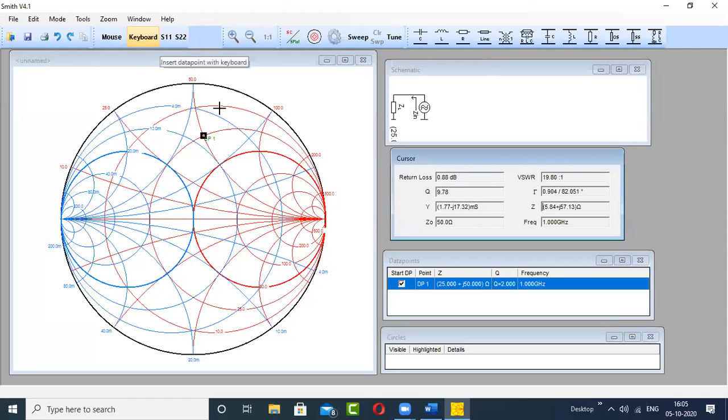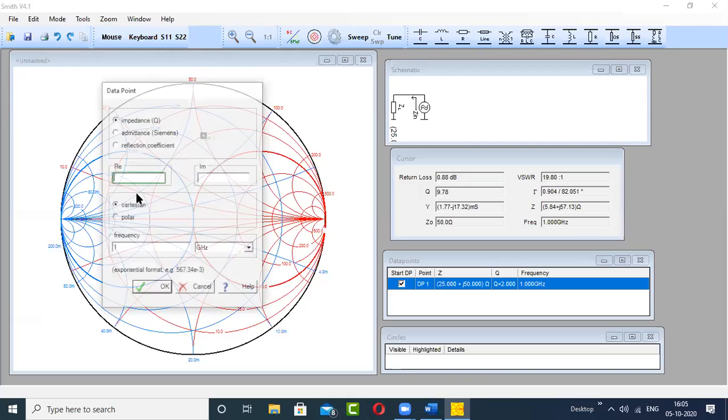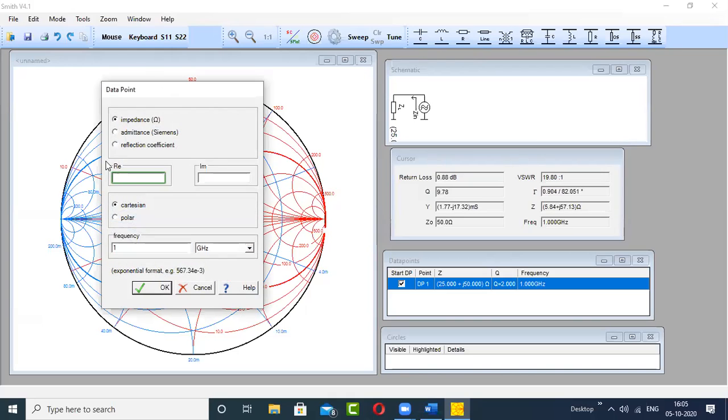Next is the reference impedance. If you want, you can feed the reference impedance. Otherwise, it's not required, because the reference we are having is 50 and it will be at the center of the Smith chart.